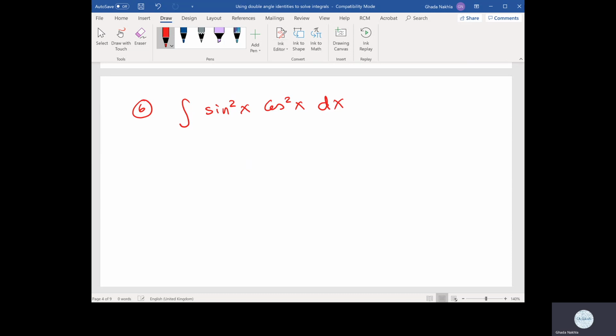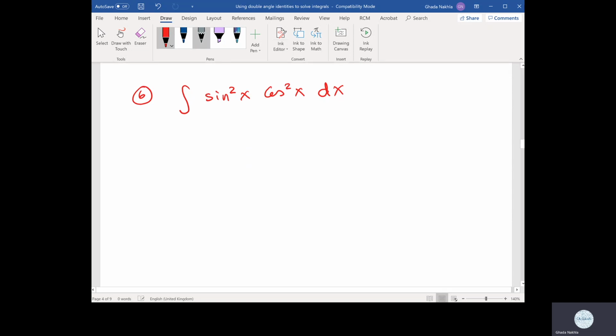The only way is to change it to double angle identities. Use the double angle identities in order to integrate this, because we haven't taught you how to integrate that. The only way is through double angles. Change it to double angles and then you're able to integrate. And I'm going to take you through this first.